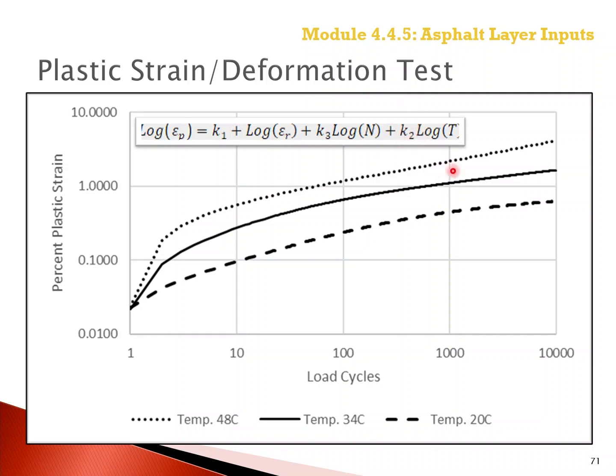defined as K2, or the exponent of the temperature term, and the slope or exponent to the number of load cycles defined as K3, or the exponent to the number of load cycles. This information will be referred to in Module 6 on flexible pavement design for asphalt layer rutting.